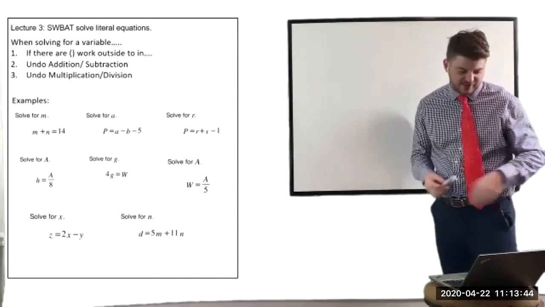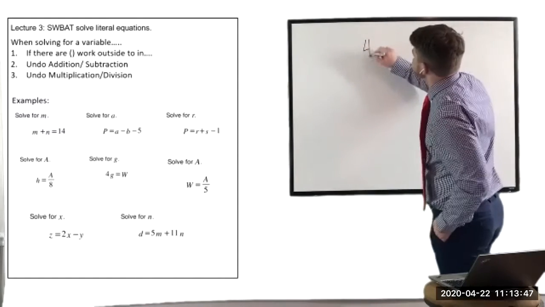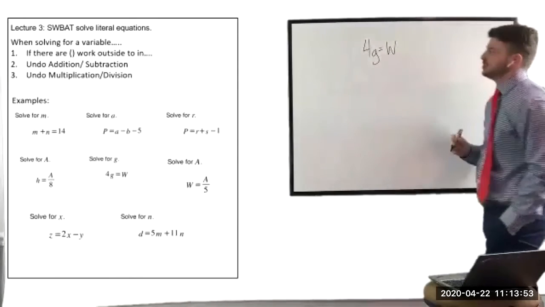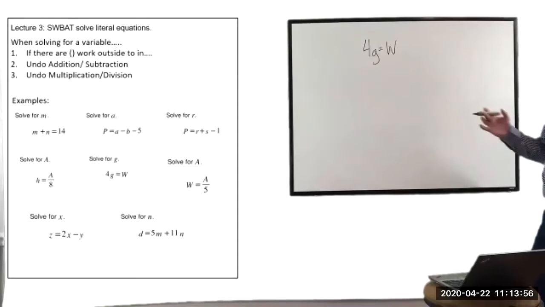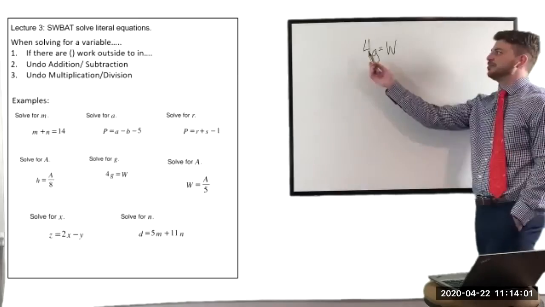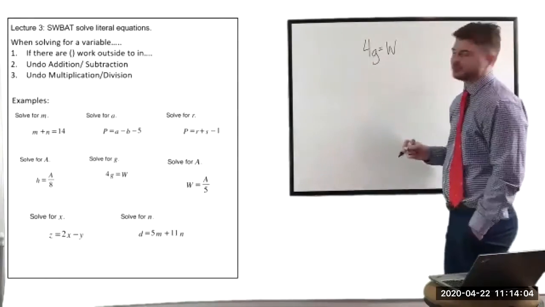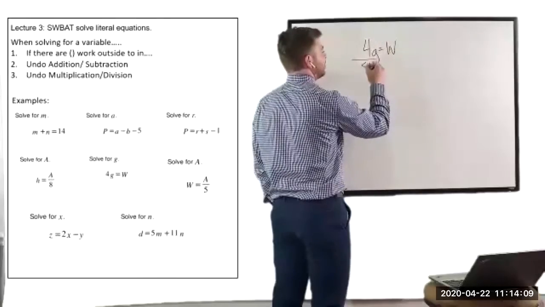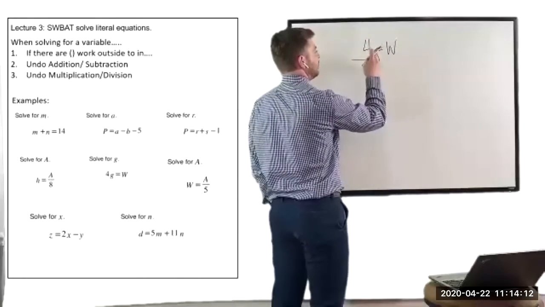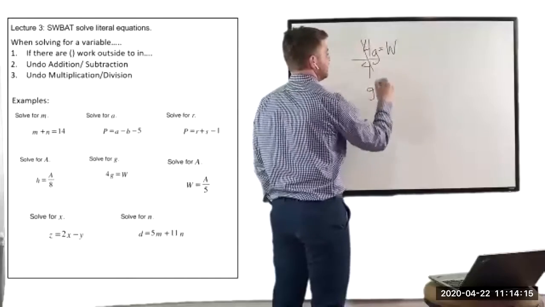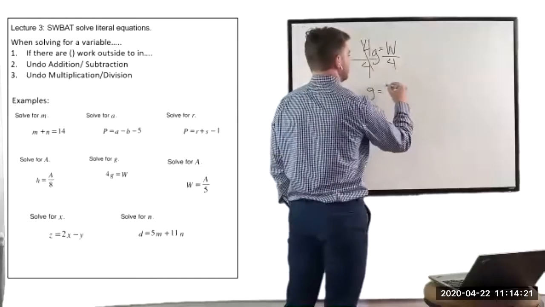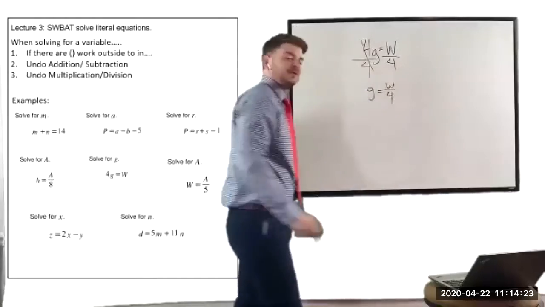Okay, in the second one, we have 4G equals W, and it wants us to solve for G, okay? So in this one here, again, easiest thing to do is just think, okay, well, what's the opposite of multiplying by 4? Dividing by 4. So we divide this side by 4, and 4G divided by 4 would just be G. If you divide one side by 4, you've got to divide the other side by 4. So G would equal W over 4.